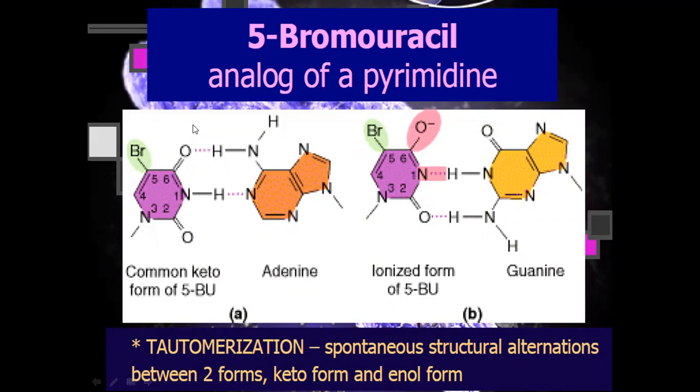Okay, so we started looking at the base analogs, and we are talking about 5-bromouracil. We said that this bromouracil is able to bond with adenine and also guanine through the process of tautomerization. So it's alternating between these two forms, the keto form and the enol form. It's able to form hydrogen bonds with adenine and also with guanine.